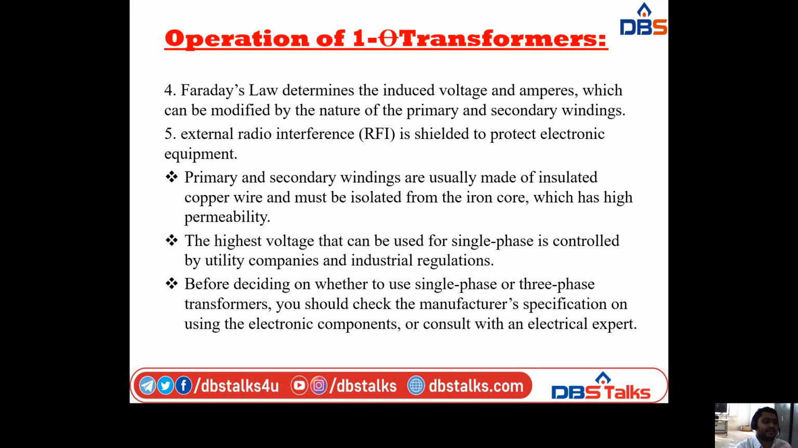Next, Faraday's law determines the induced voltage and ampere, which can be modified by the nature of the primary and secondary winding. External radio frequency interference, that is RFI, is controlled to protect electronic equipment. Primary and secondary windings are usually made of insulated copper wires and must be isolated from the iron core, which has high permeability. The high voltage that can be used is controlled by utility companies and municipal regulations.